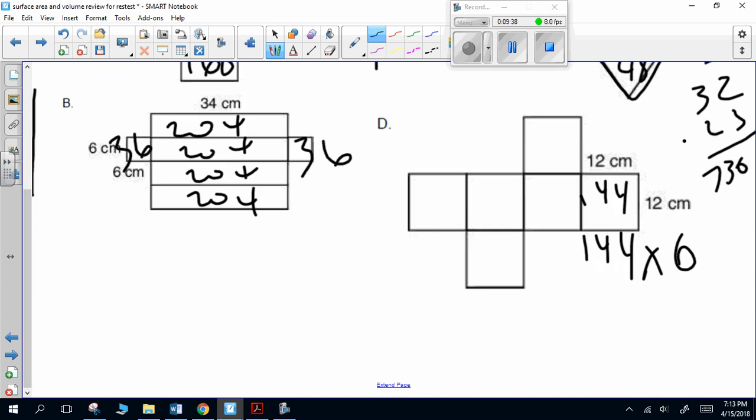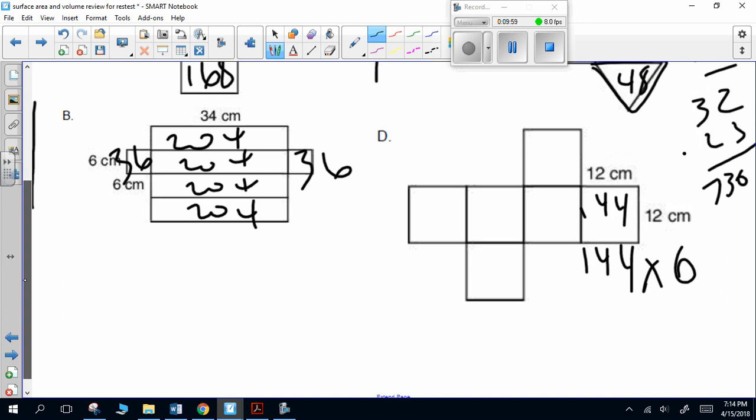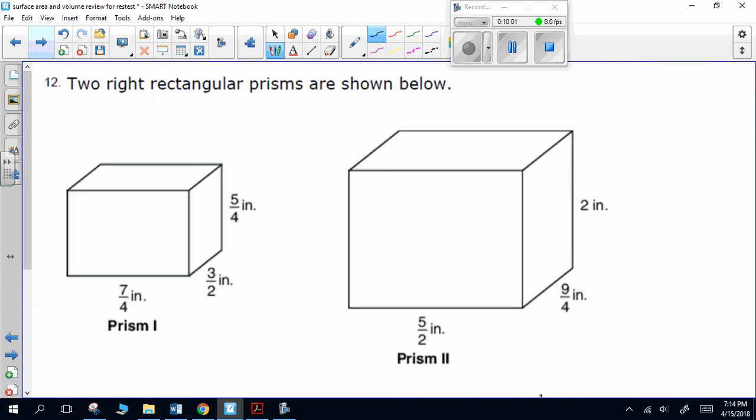Okay, letter B is 204 times 4, which is 816, plus the 236s. That's 888. All right, so the last one is a cube, and each face of the cube measures 144, and 144 times 6, yes, that's 864.